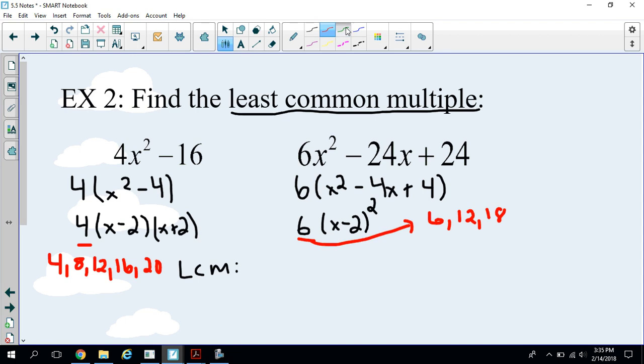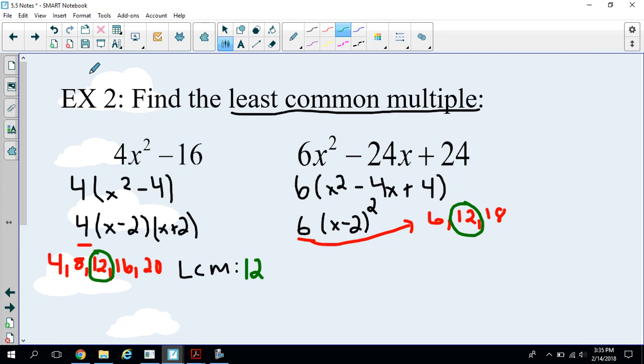Notice there is a number that the multiples of 4 and 6 have in common. It is 12. We want to pick the multiple that 4 and 6 have in common, and it needs to be the smallest number. That's why we call it the least common multiple. So now that we dealt with our numbers, we have 12 as part of our least common multiple.